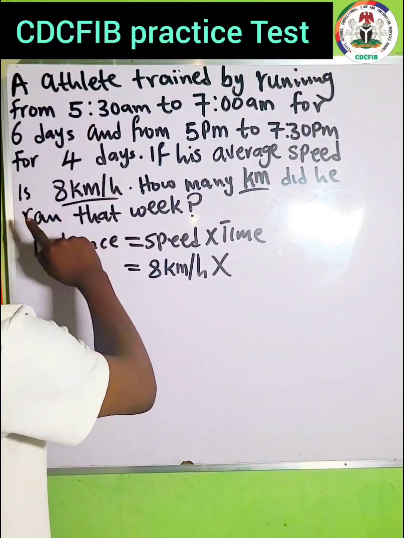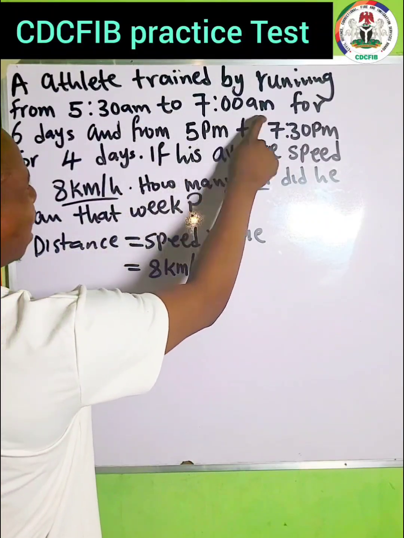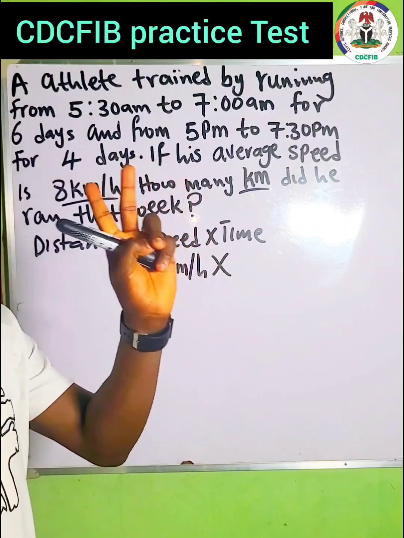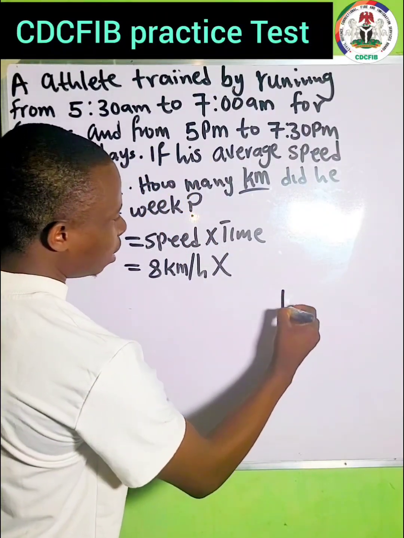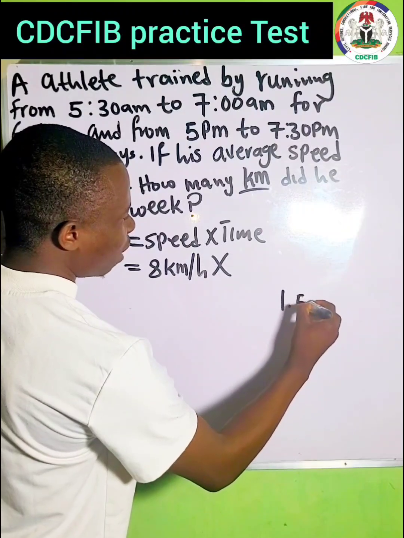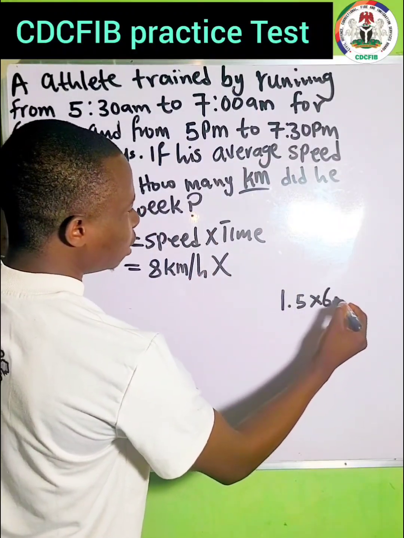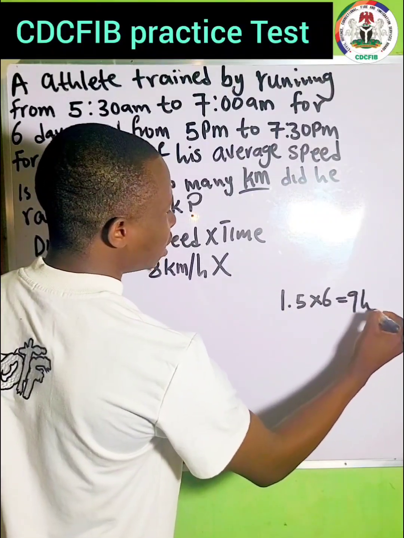So to find the time, we're going to calculate all the hours he ran within the week. Now, the first running, you can see from 5:30 a.m. to 7 a.m. in the morning. From 5:30 to 7 o'clock is going to be 1 hour 30 minutes. So 1 hour 30 minutes is the same as 1.5 hours, multiplied by how many days? For 6 days, it's going to be multiplied by 6. 1.5 multiplied by 6 is going to give us 9 hours.